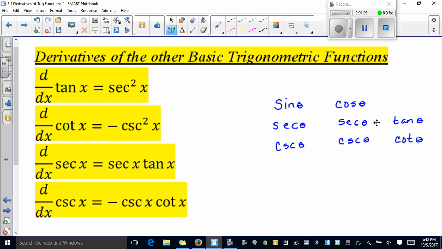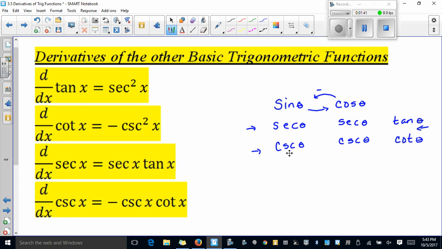Because the derivative of sine is cosine. Derivative of cosine, negative sine. So if you're going this way, it's positive. If you go this way, you change the sign. Secant, so if I'm going this way, the derivative of secant is secant tangent. If I go this way, the derivative of tangent is secant squared. And on this one, if I'm going this way, derivative of cosecant is cosecant cotangent. Derivative of cotangent is negative cosecant squared.